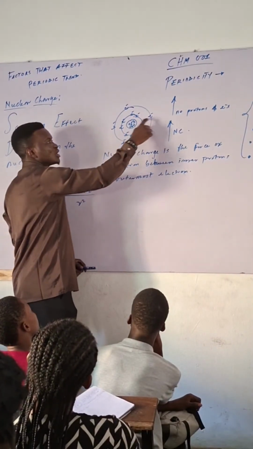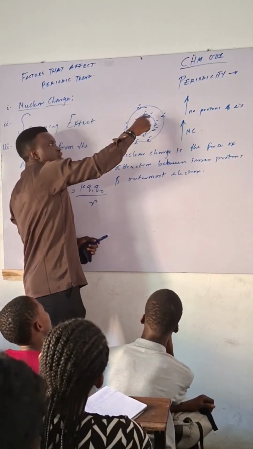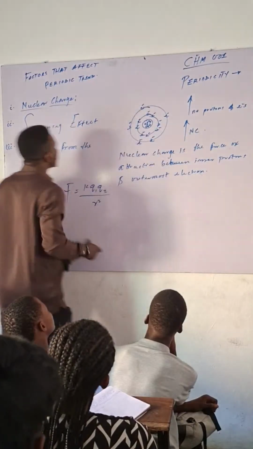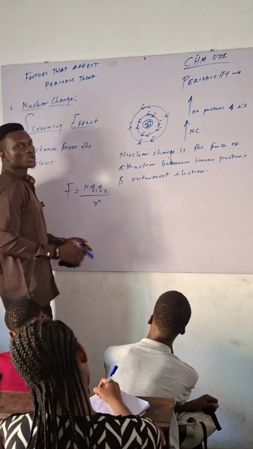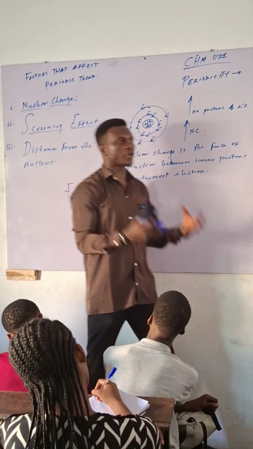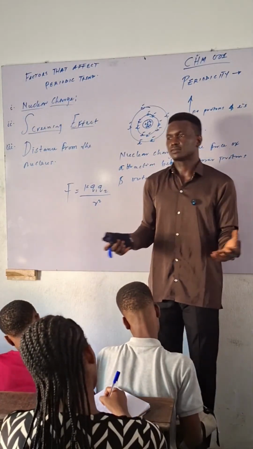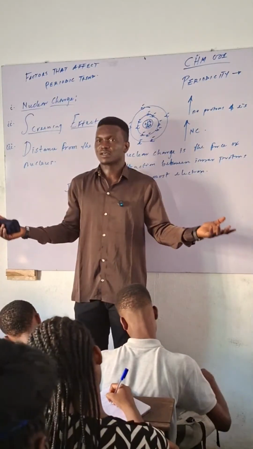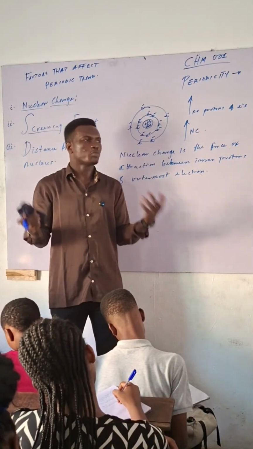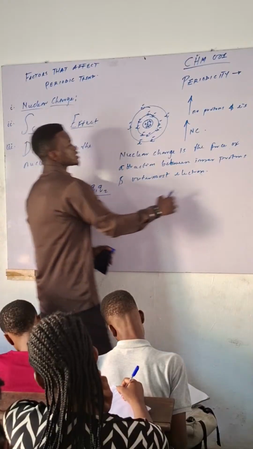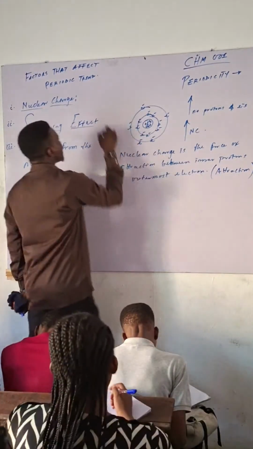All these electrons are negative, so they repel. The inner electrons repelling the outer electron, we call it what? Screening effects. So screening effects is the screening of the outer electron by the inner electrons. It is more like the repulsion part, while nuclear charge is like the attraction part. Do you get the point clear? So this is more like attraction, and this is more like repulsion.